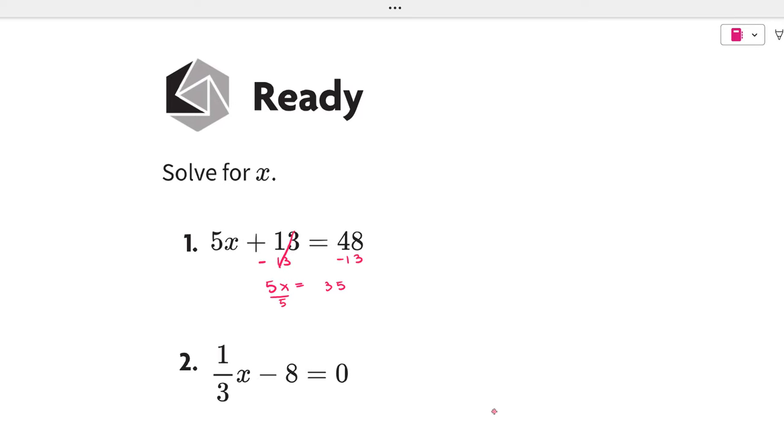So then we divide both sides by 5. And 35 divided by 5 is 7. So x equals 7. Here we're going to add 8 to start.